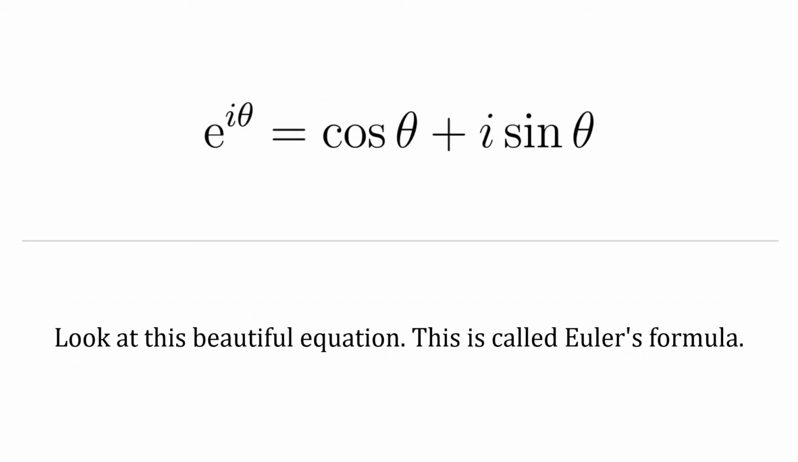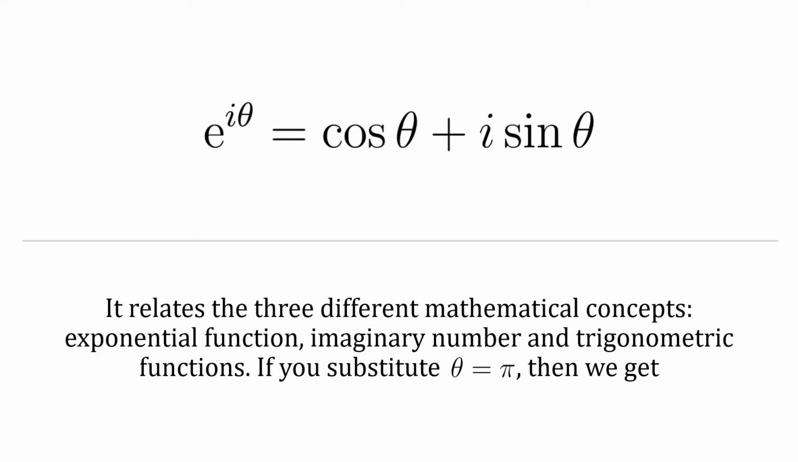e^(iθ) = cos θ + i sin θ. Look at this beautiful equation. This is called Euler's formula. It relates three different mathematical concepts: exponential function, imaginary number, and trigonometric functions.